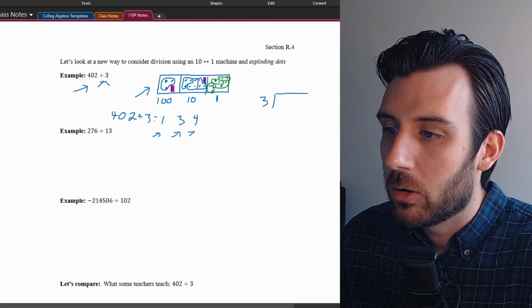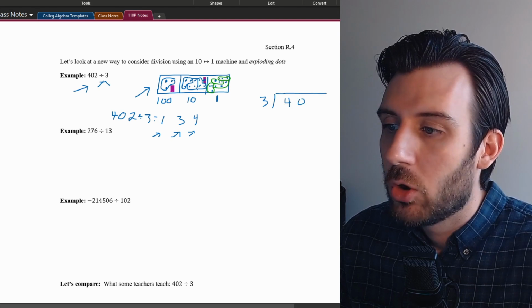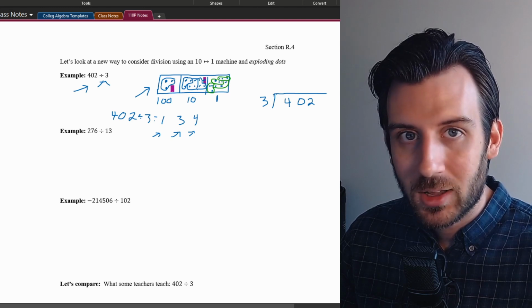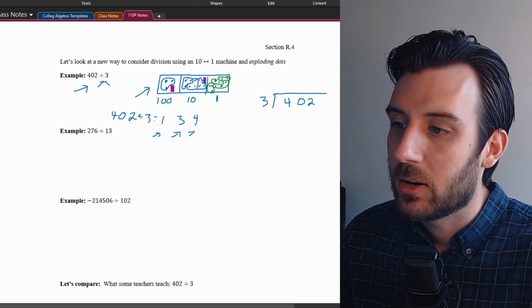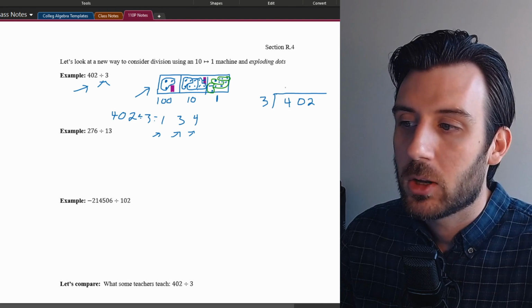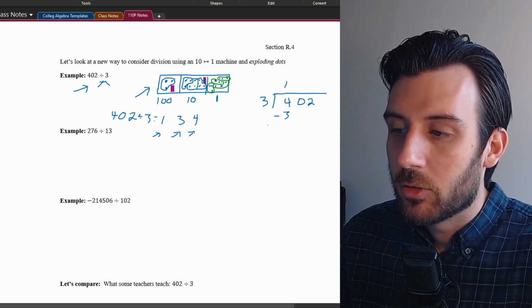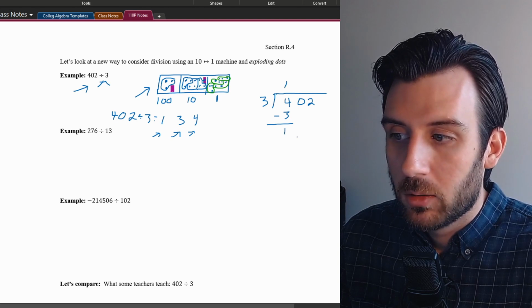3 divided into 402. Notice how what you did in long division is the same way we just did it in the exploding dots. I just gave you a picture to help you recognize it. We'd normally say, how many times does 3 go into 4? And you'd say it goes in 1 time. So 1 times 3 would be 3. You would then subtract, and that would get you down to 1, and you'd bring down the 0.